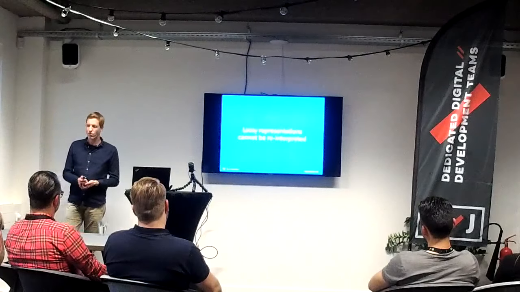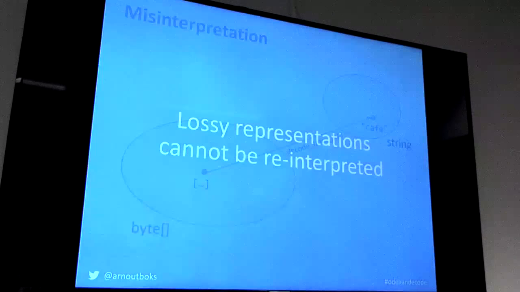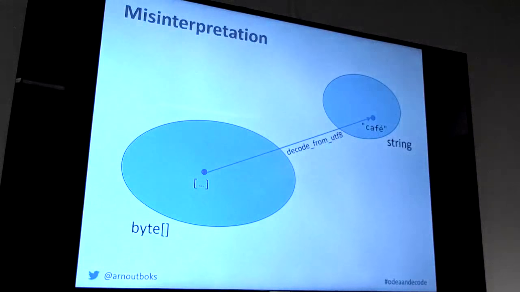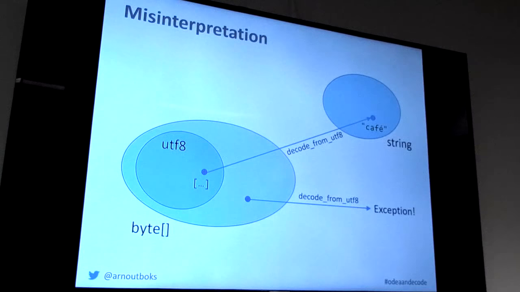What can also happen is misinterpretation. So we have already some representation of our data and we want to reinterpret it to a higher level of abstraction. Suppose we have some byte sequence that we can decode from UTF-8 to obtain a string, something like café. So this maps from the set of byte sequences to the set of strings. But not all byte sequences are valid UTF-8. They're actually a subset of that. Right? So there's the darker set, which represents all the values that we can interpret using decode from UTF-8. And the light blue set are those that we cannot decode in this way, which throws an exception.